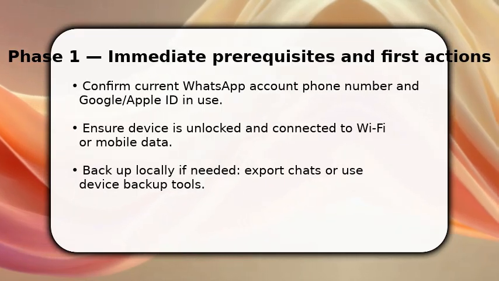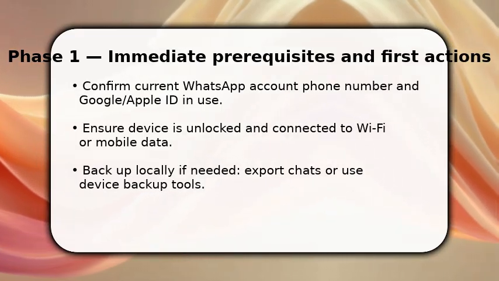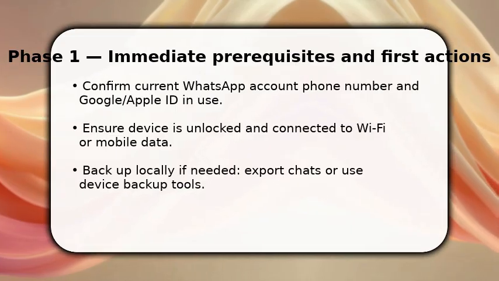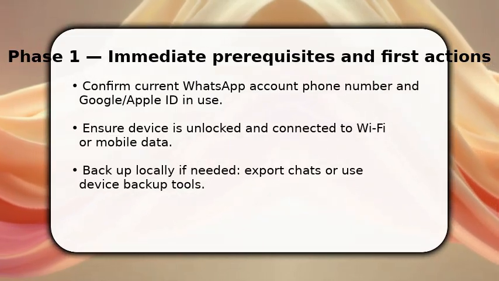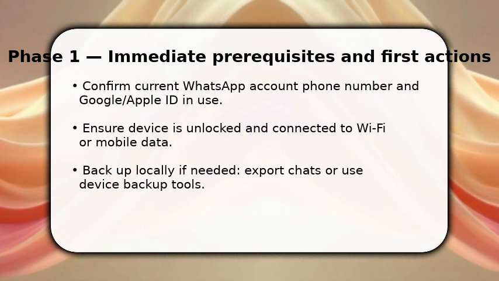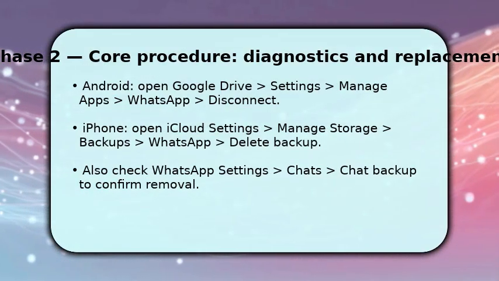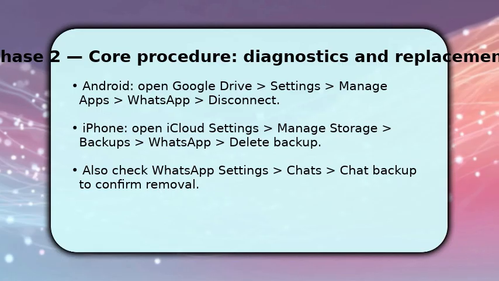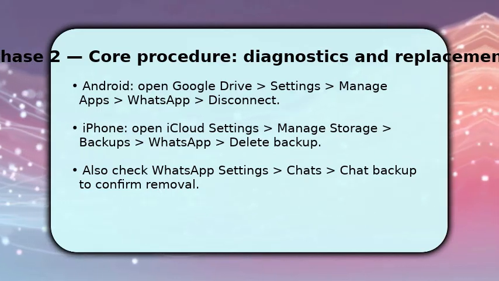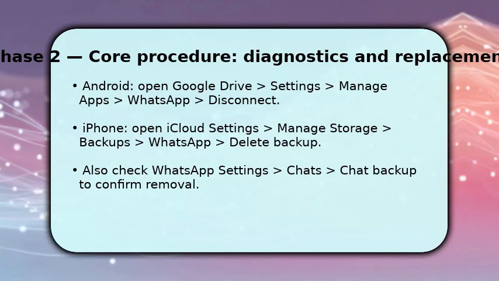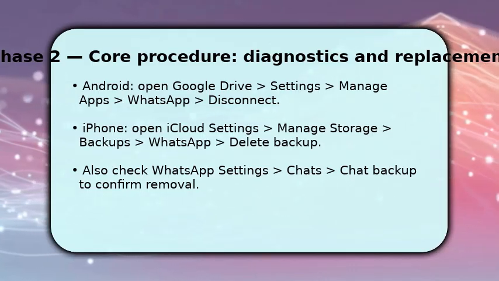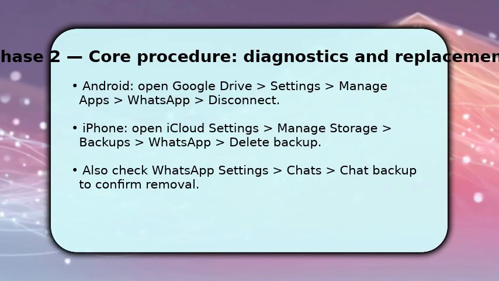If you want to keep messages outside the cloud, export important chats first, because removing the backup account will stop future cloud copies. You now remove the backup link in the platform account. On Android, open Google Drive, navigate to Settings, Manage Apps, find WhatsApp, and choose Disconnect. This prevents new backups. On iPhone, open iCloud Settings, Manage Storage, find WhatsApp backup, and delete it.